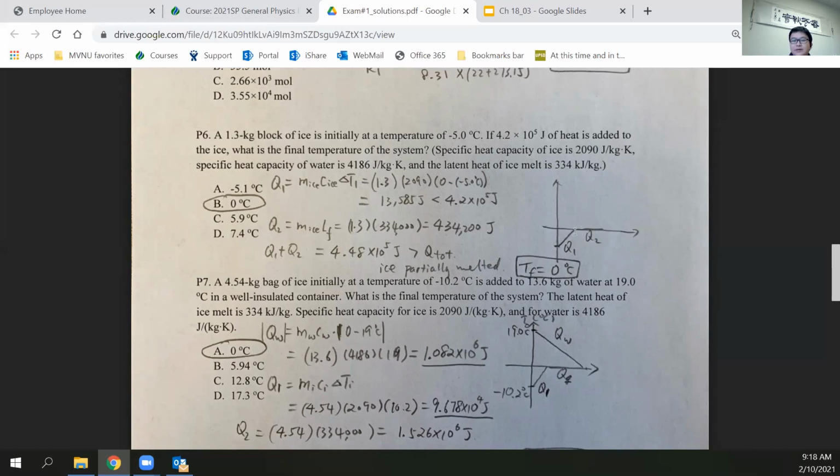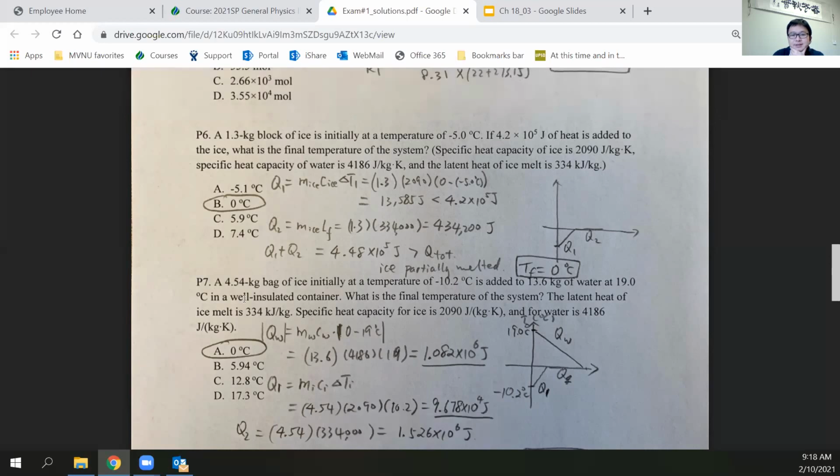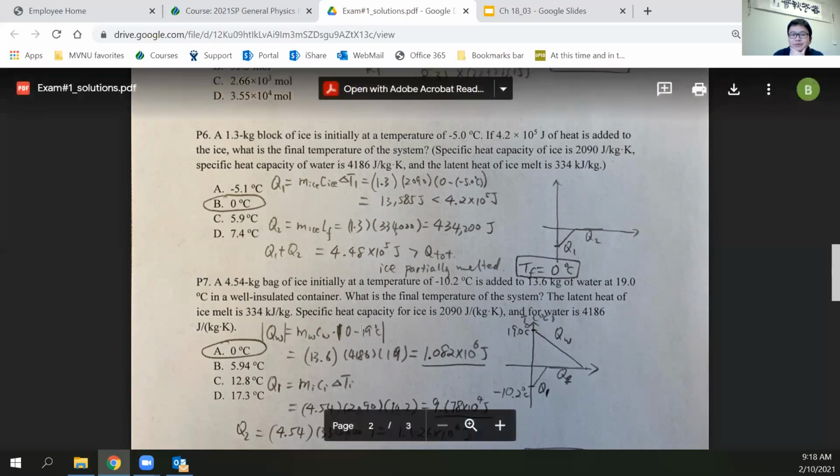So you calculate Q2, the heat needed to totally melt the ice. It turns out that Q2 plus Q1 is already greater than the total Q that you add. That means your ice will only melt partially, so you will stop somewhere in the melting process. That means your temperature is still 0 degrees, so you have an ice and water mixture this time.